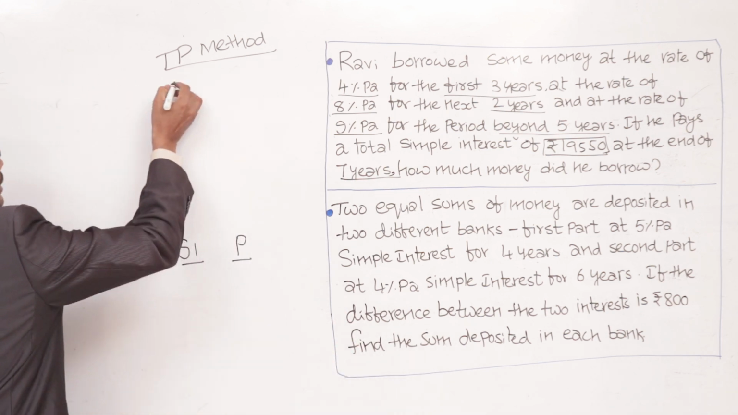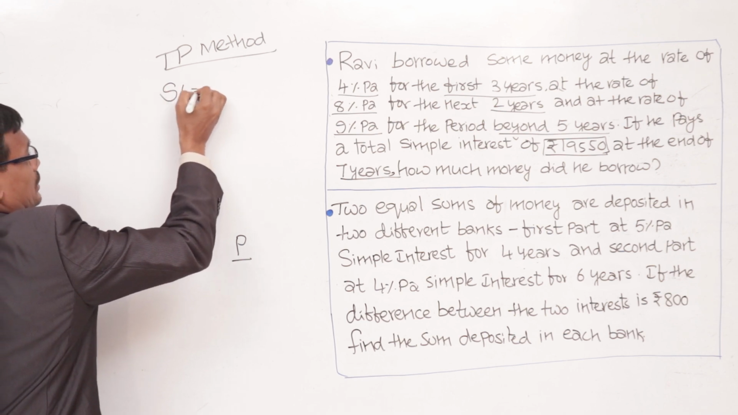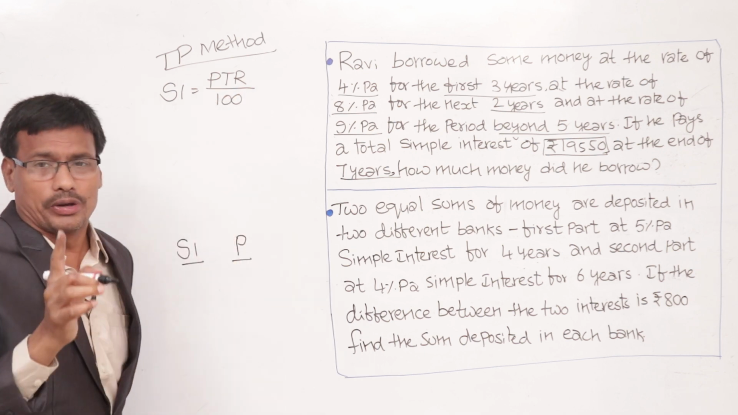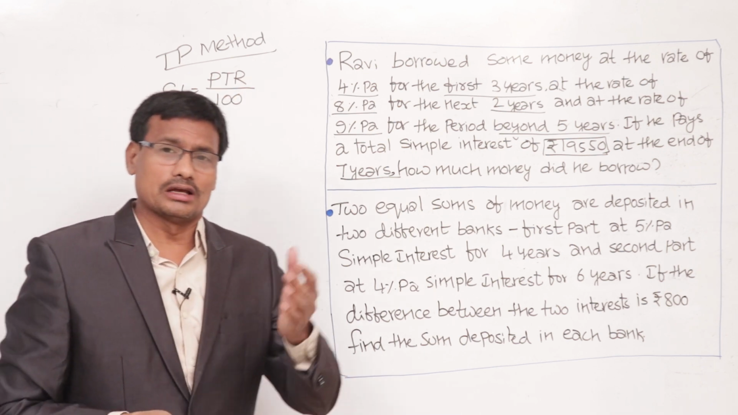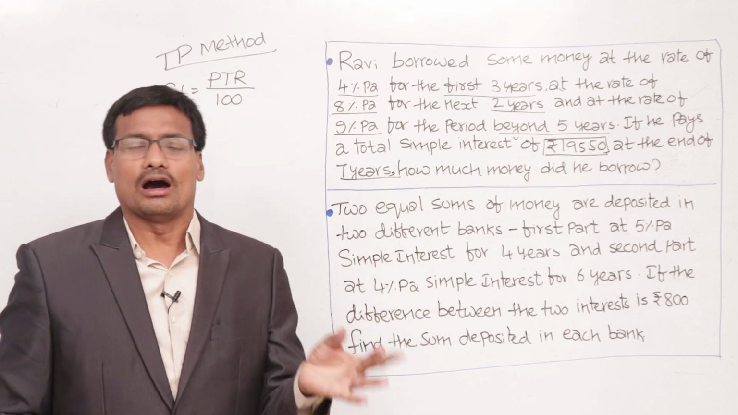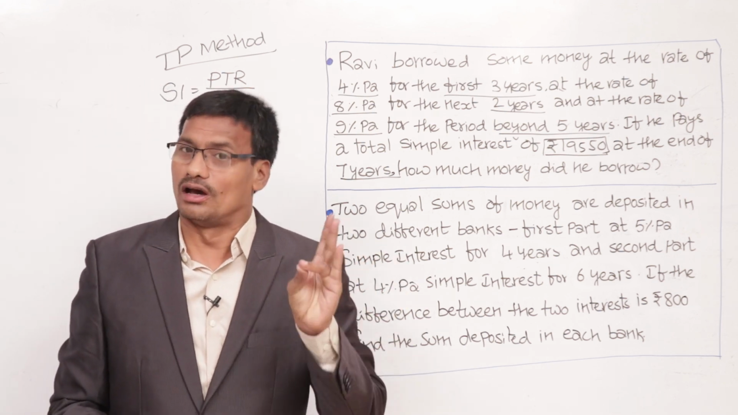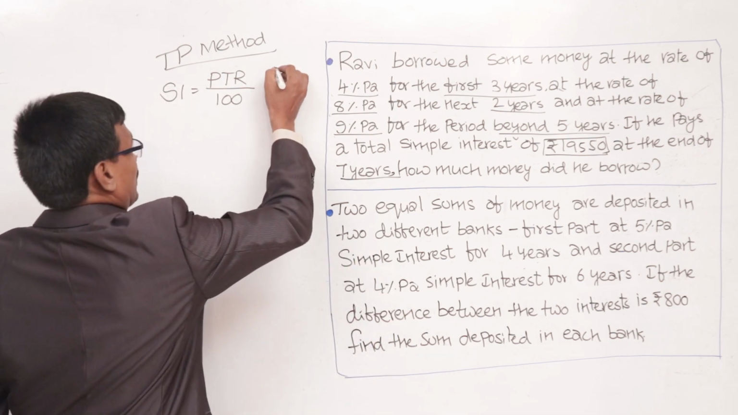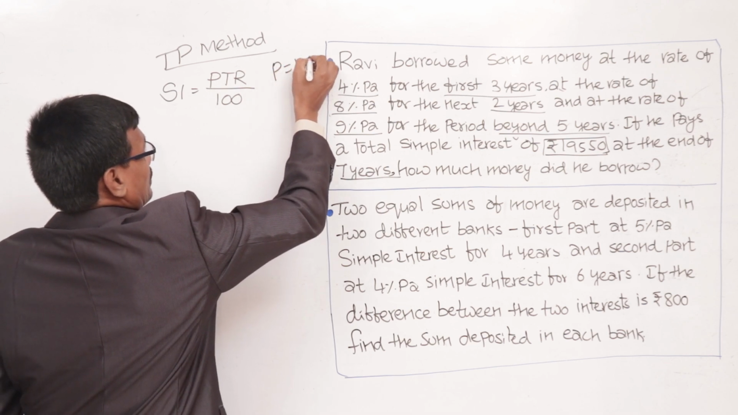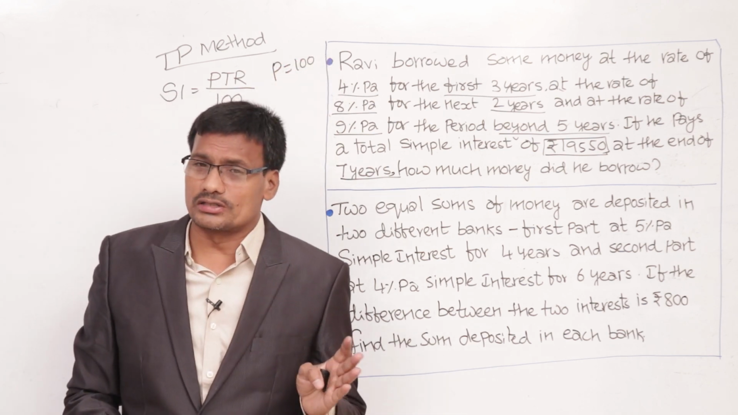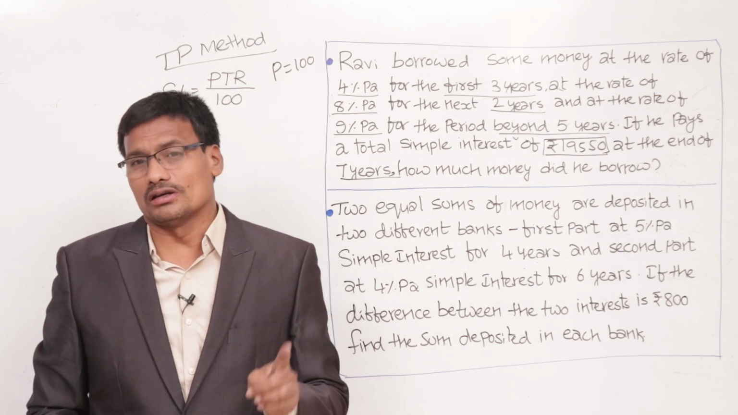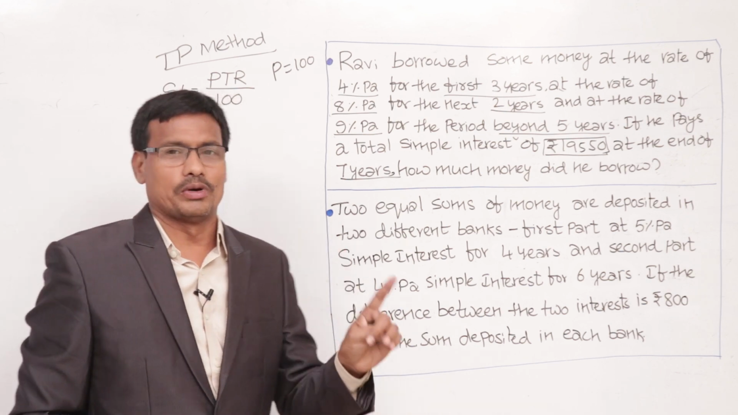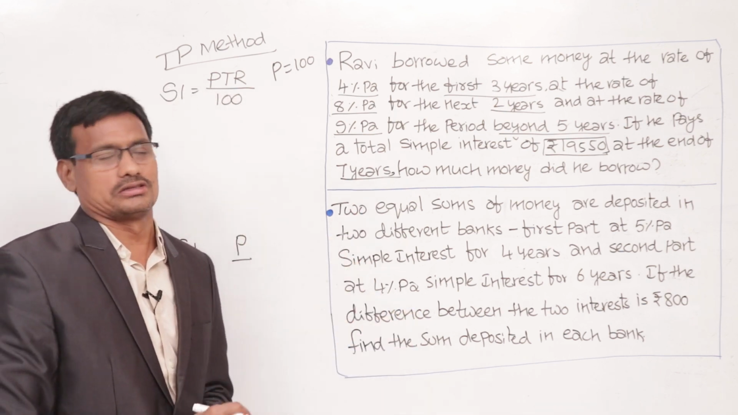Then remember what is the formula to find SI? SI is equal to PTR by 100. This everybody knows. So remember, in either simple interest or compound interest or percentage or profit and loss, all the 4 chapters are related to the same concept. Here say P is equal to 100. In compound interest also say P is equal to 100. In profit and loss say CP is equal to 100. In percentage chapter say any number is equal to 100. So by applying this 100 method we can easily solve.